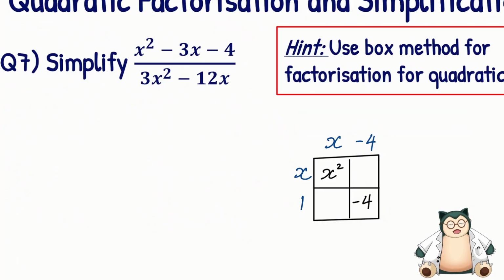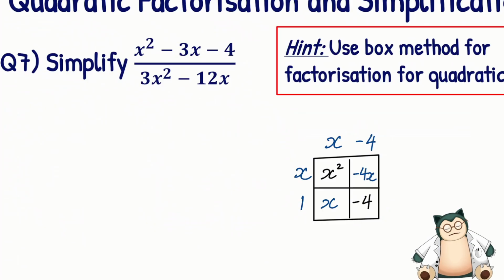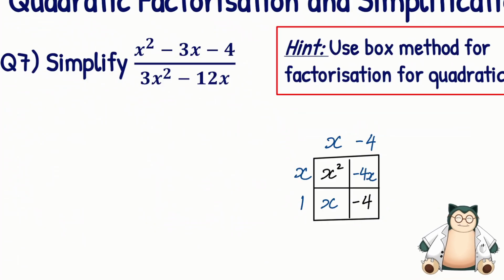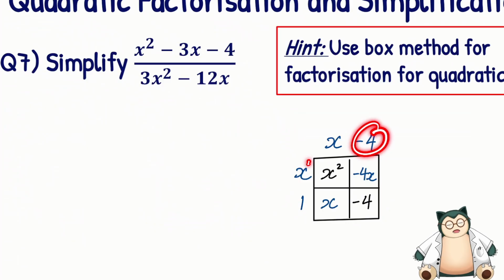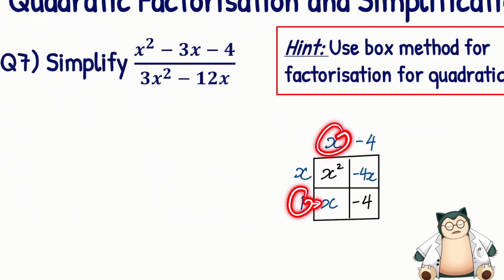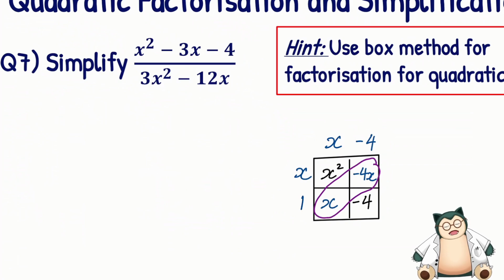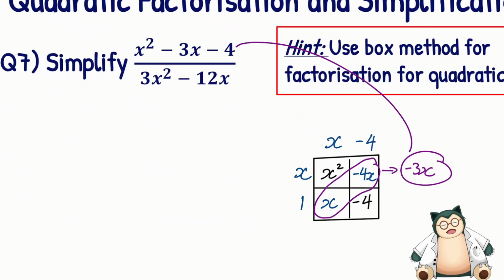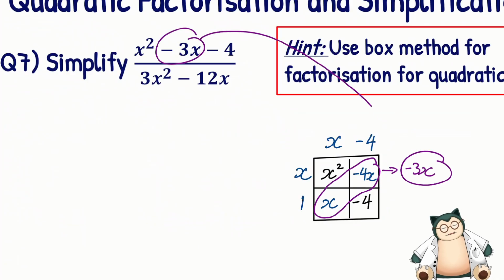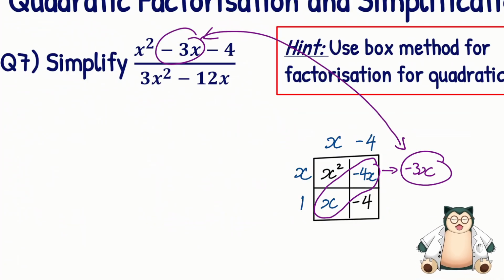Let's see if it works. So 1 times x gives you x, negative 4 times x gives you negative 4x, right? If you still forget how to do the box method, what we are doing is just multiplying the rows and columns to get the missing terms. So x multiplied by 1 will give you x. Now what we do is add the diagonal terms, and this will give us negative 3x, which is what is given in the question, right?